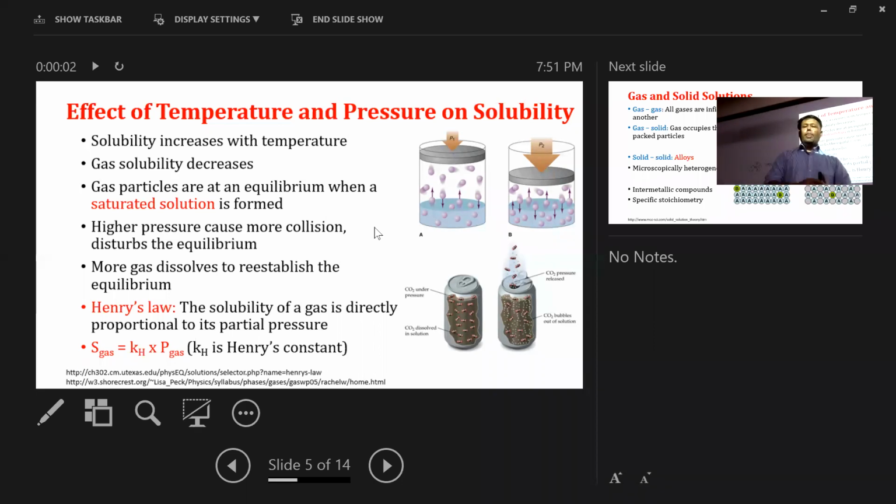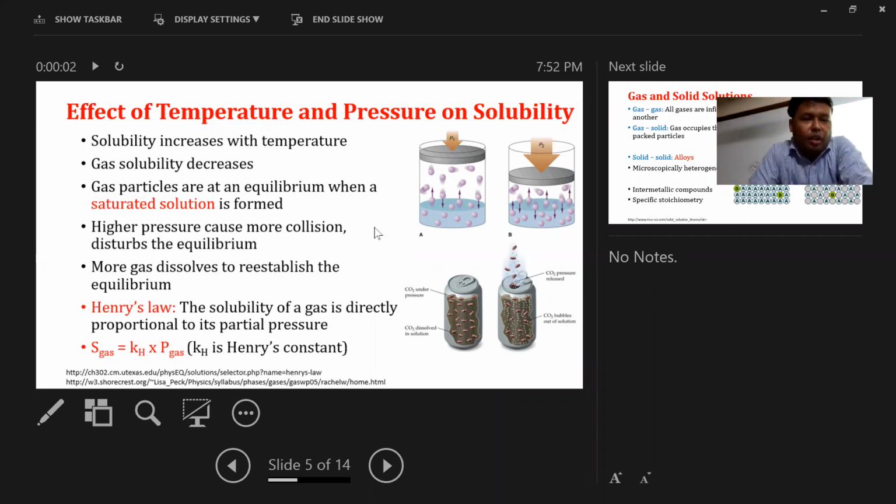So for any gas, if you increase the pressure, the equilibrium will be disturbed. At higher pressure, the equilibrium will be disturbed. More gas dissolves to re-establish the equilibrium. In that case, if you increase the pressure, the equilibrium will be disturbed, and more gas will be dissolved so that it can come into equilibrium once again.